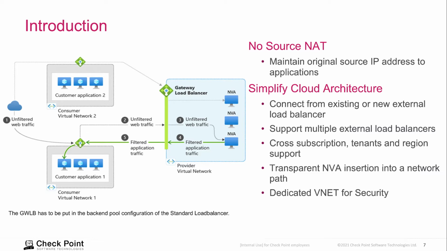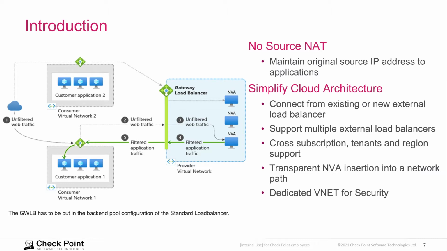Another benefit is simplifying cloud security architecture. Because the Gateway Load Balancer uses VXLAN encapsulation, we're able to do away with complex routing by redirecting traffic from our existing external load balancer to the Gateway Load Balancer for inspection. This will minimize complex routing and keep traffic symmetrical.